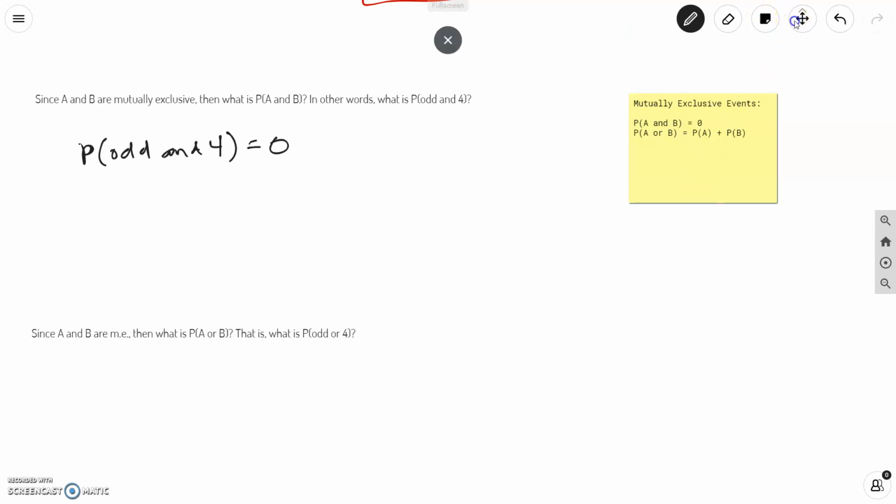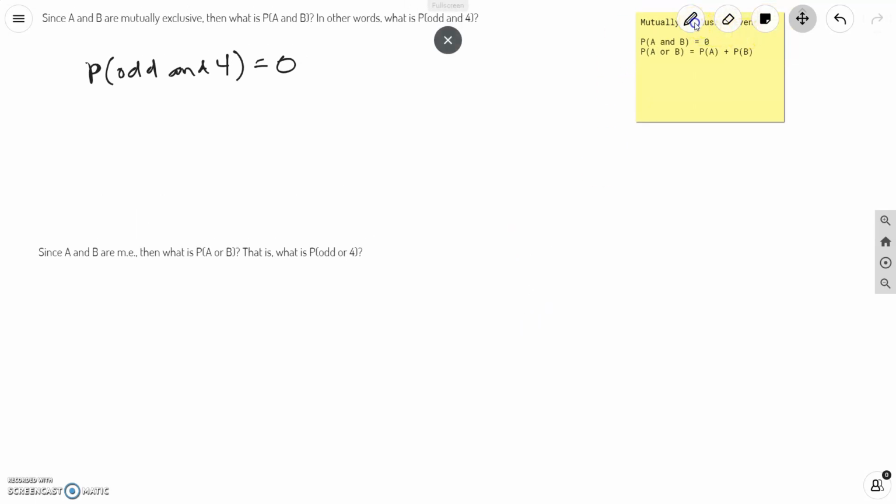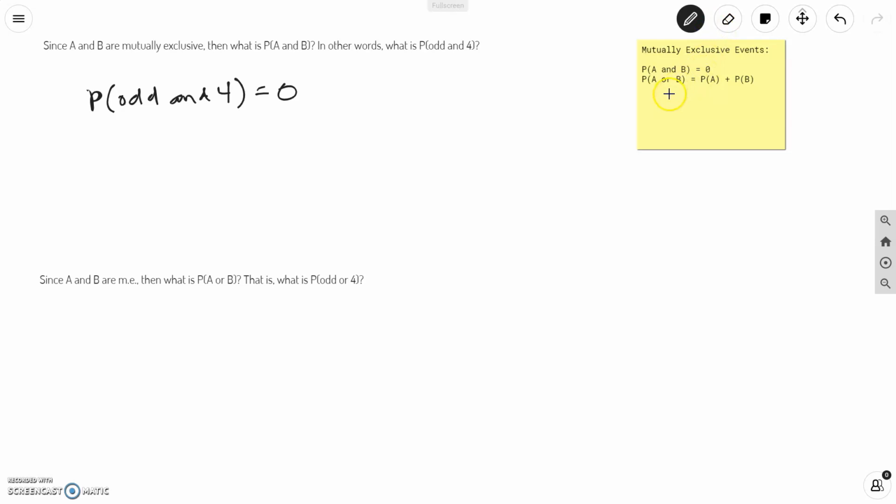And then, since the two events are mutually exclusive, what is the probability of being odd or 4? So based off of our formula over here, let me pull that down a little bit. Based off of our formula, we know that the probability of A or B is simply P of A plus P of B with no intersection. And so that's the same as the probability of being odd or 4 is equal to the probability of being odd plus the probability of being 4 minus 0.